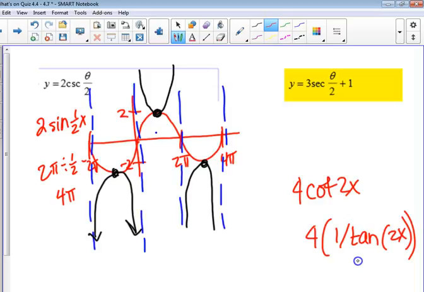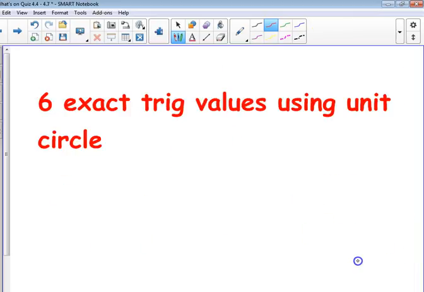Secant is the inverse of tangent. It's not the reciprocal of tangent. It's different. All right.